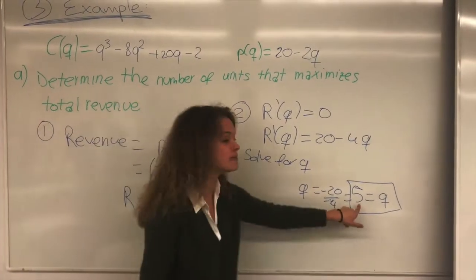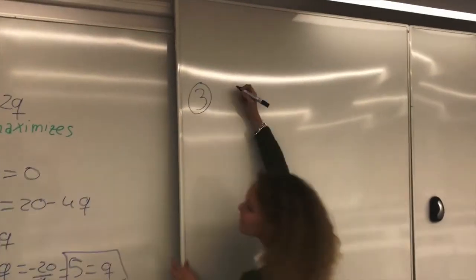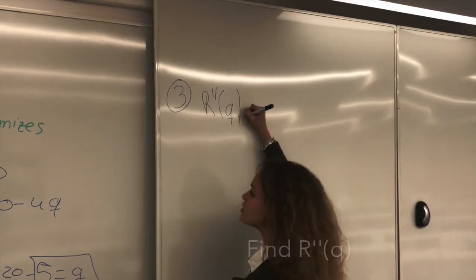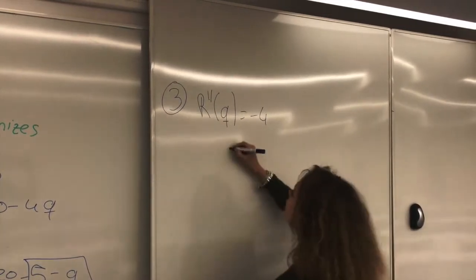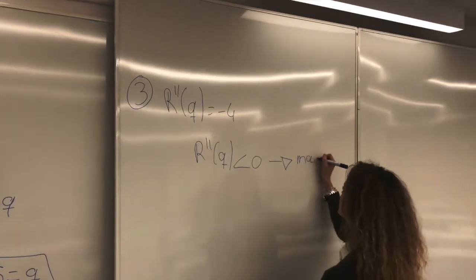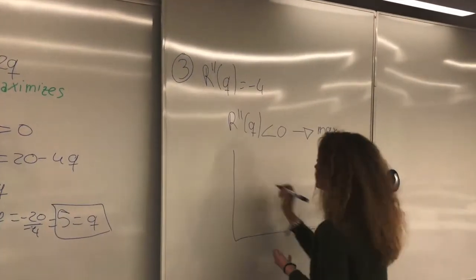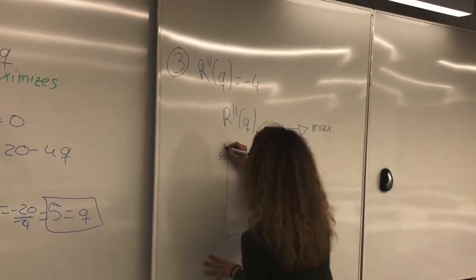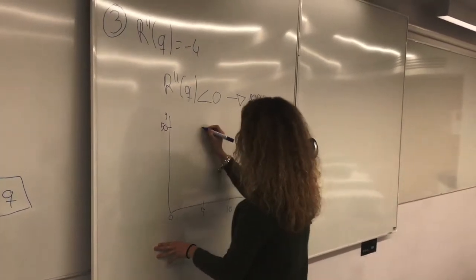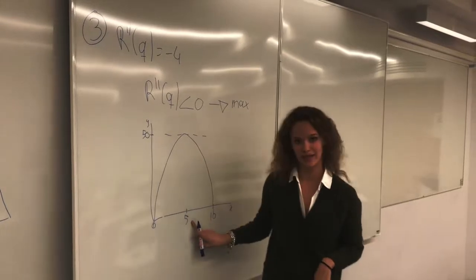If we want to check that this is a maximum number, we can use the second derivative test, which was explained before by Korbi. Therefore, we find the second derivative of the revenue equation, which, by always doing the power rule, is minus 4. So when the second derivative is less than 0, it means that it's a maximum. Therefore, Q of 5 is a maximum. If you want to double check even more, you can graph it, and you will see that the graph will look like this, where the maximum value is found when quantity is at 5.